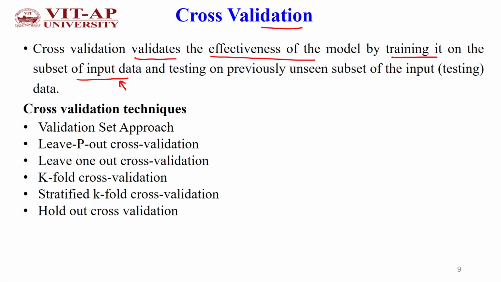So there are different validation approaches available. One is the validation set approach, then leave p out cross validation, leave one out cross validation, k-fold cross validation, stratified k-fold cross validation, and hold out cross validation.